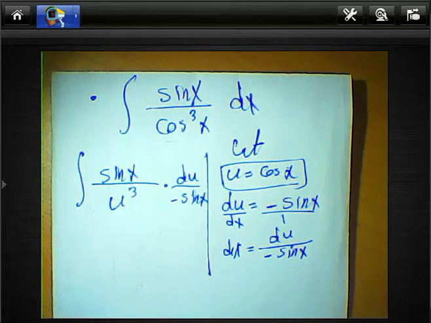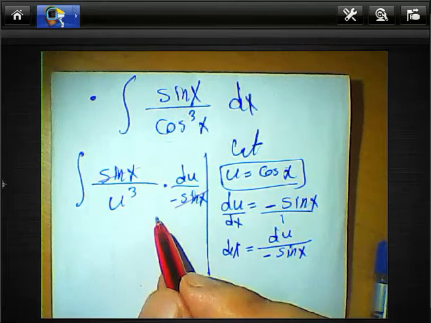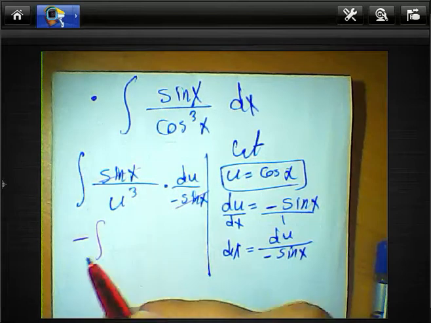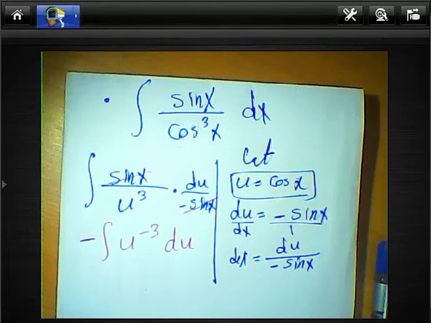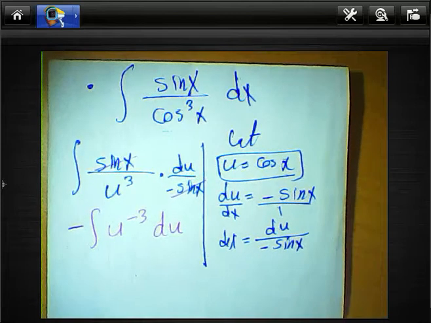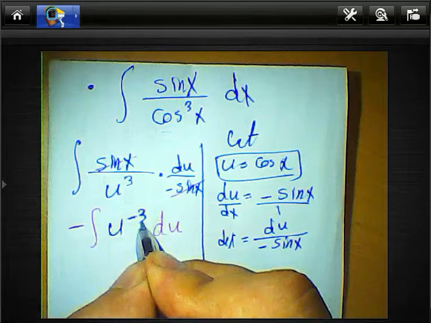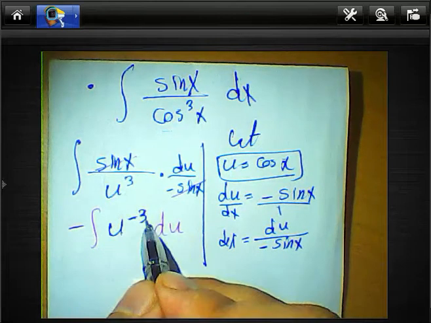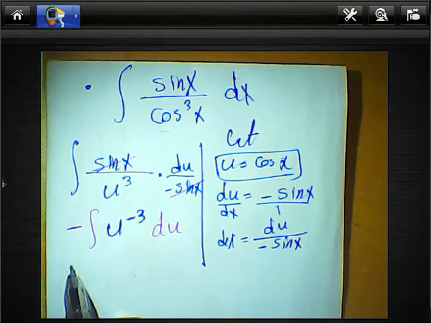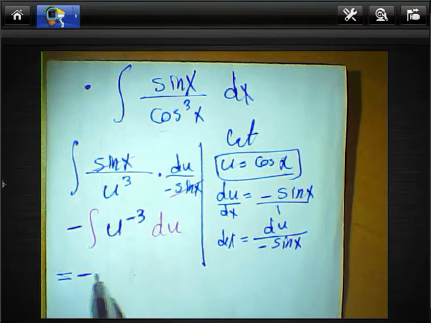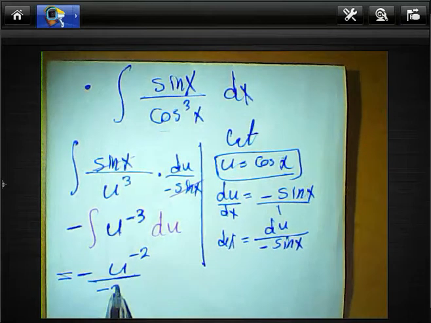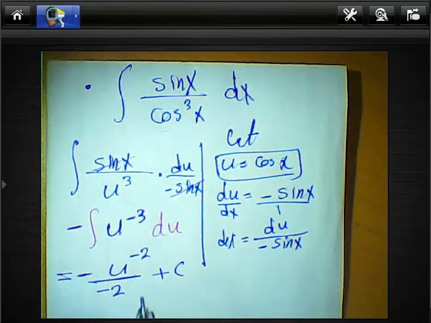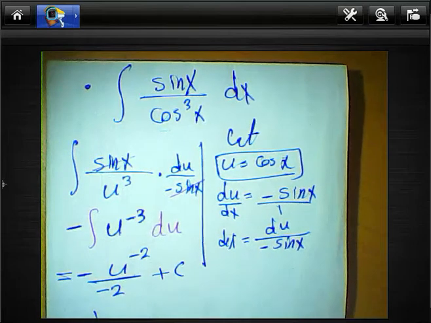You can simplify sine x by sine x, and we have negative here, we get negative 1 outside here, u power negative 3 du. It's okay, because u is in the denominator, we can write u power 3 from denominator to numerator and inverse the power here. Then we must find the result. We must add 1 to the power, the result will be negative 2, and divide by negative 2, plus constant. Negative divided by negative equals positive, the result will be half u power negative 2 plus constant.